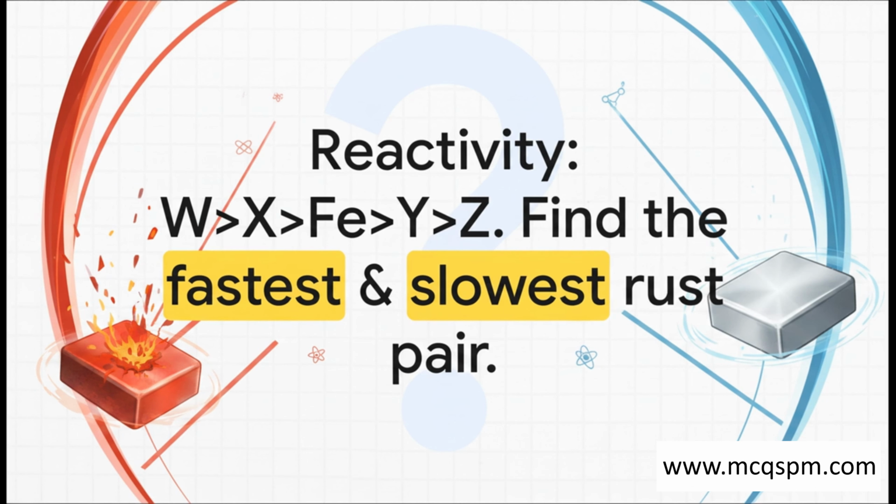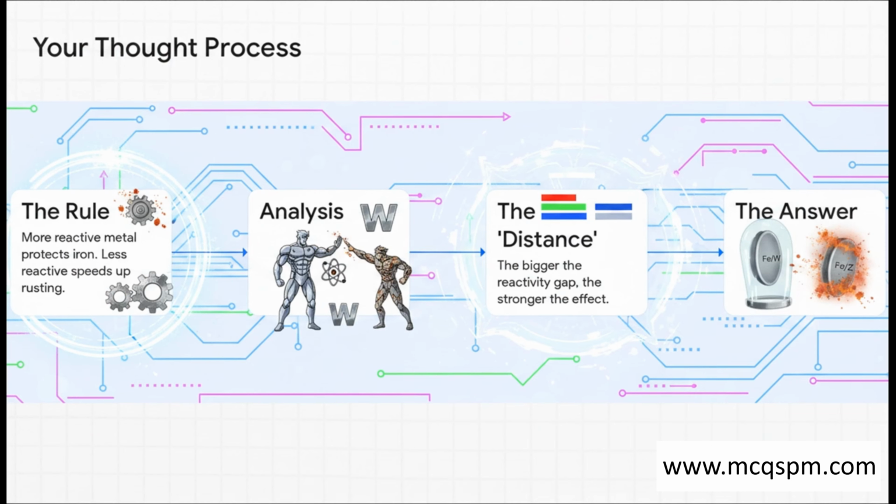They do this because they want to see if you understand the underlying principle, not just if you memorized a list. Okay, don't panic and don't guess. Let's just break it down logically. The first rule is simple. A metal that's more reactive than iron, like W, is going to act as a bodyguard and slow the rusting down. A metal that's less reactive, like Z, will actually make things worse. It'll speed up the rusting.